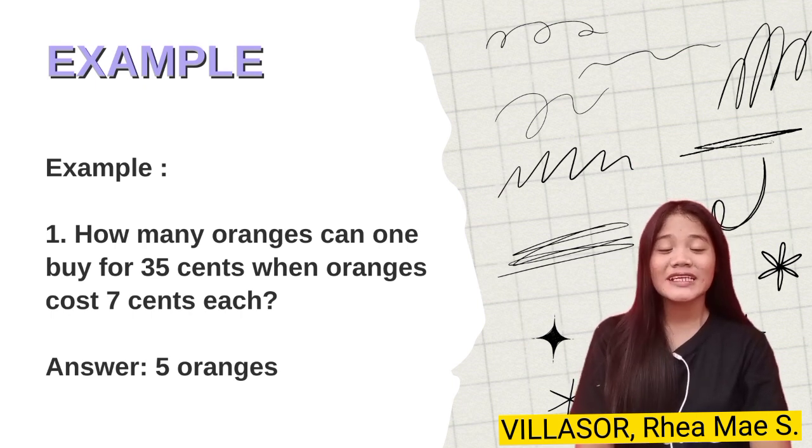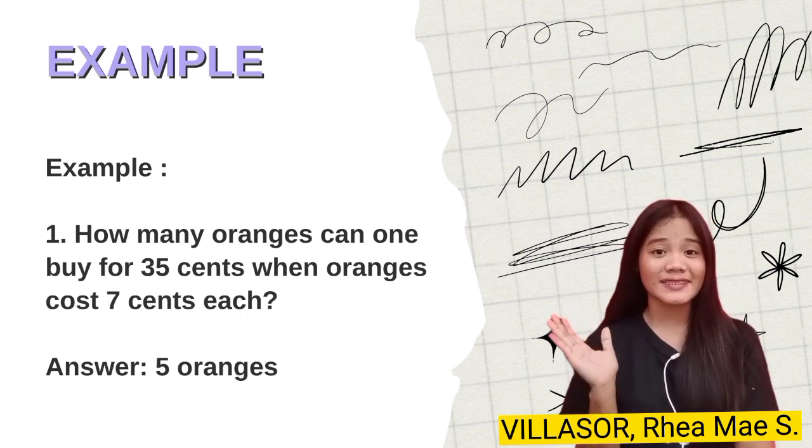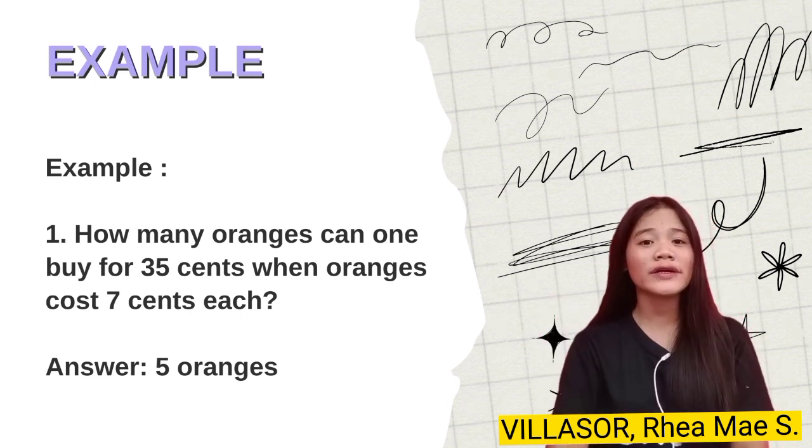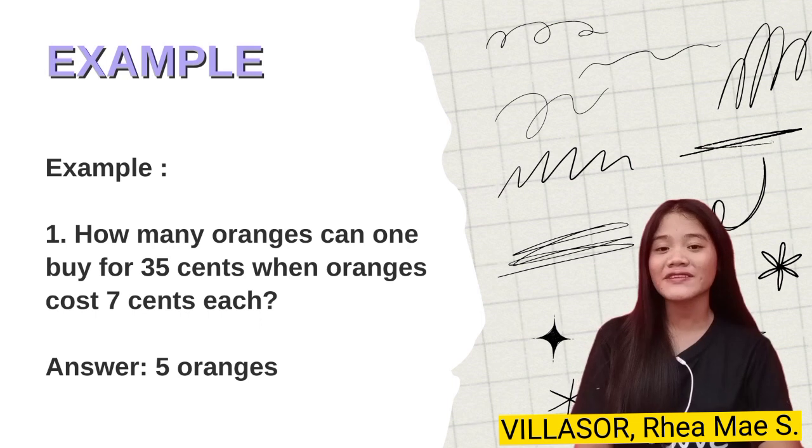Today I will give you an example of how a simple recall test is done. An example of a simple recall type test item is a question like this: How many oranges can one buy for 35 cents when oranges cost 7 cents each? So what was the answer? The answer is 5 oranges.